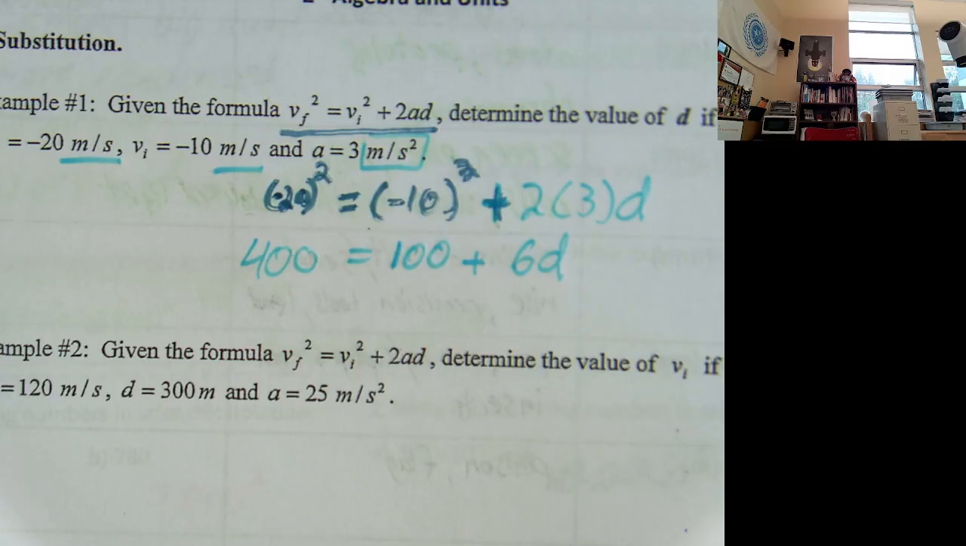So now we can go ahead and look at this thing. If I square these units, just using exponent laws, it's going to be meters squared over seconds squared equals meters squared over seconds squared plus 2 times meters over seconds squared times meters. Meters times meters is meters squared.